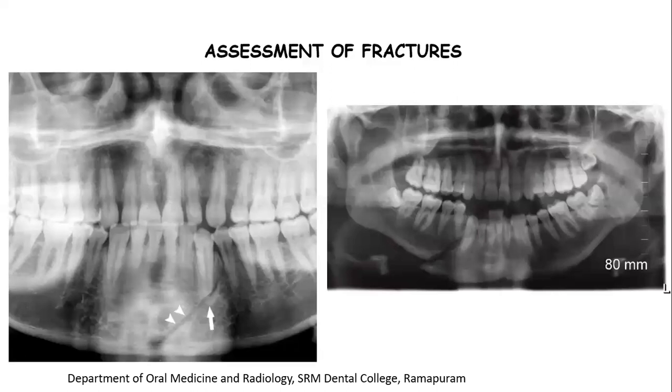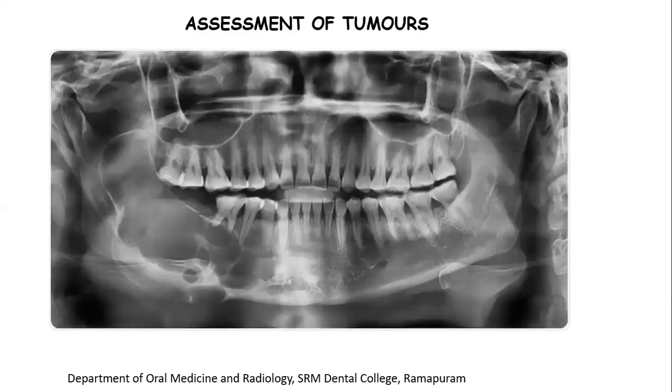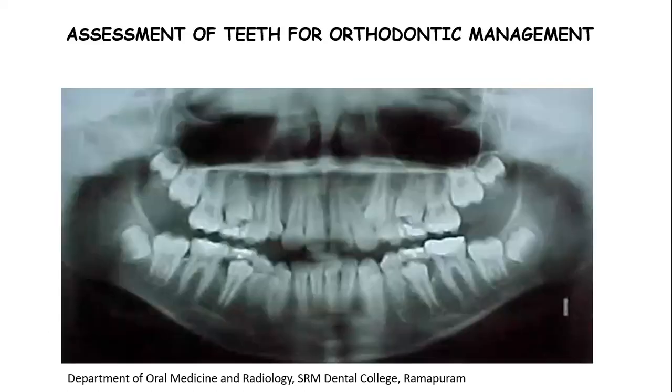OPGs are also used in oral surgery for assessment of fractures. Fractures of the mandible are best visualized. Again, there's a fracture of the symphyseal and the parasymphyseal region. It can also be used in assessment of tumors. Here, there's a case of ameloblastoma of the right side of the mandible, an extensive lesion showing a soap bubble or honeycomb appearance, along with resorption of the roots.